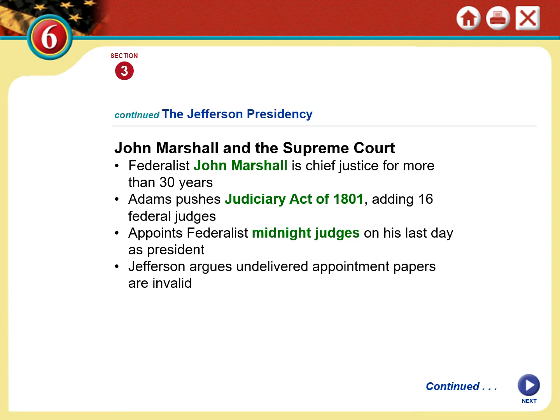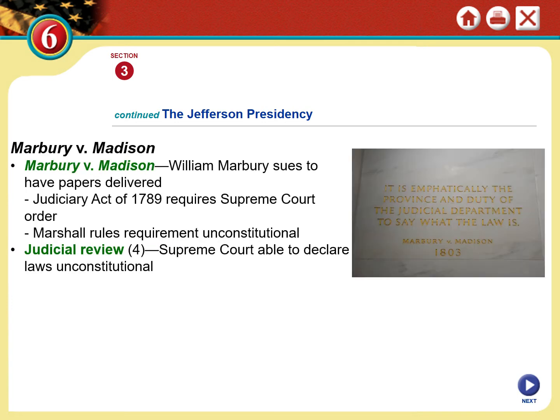That these undelivered appointment papers, these orders that were given on the very last day that he was president, were invalid. In fact, he said, you're just not allowed to do that. It's unconstitutional. And so, the Supreme Court had to investigate. Because after all, it is their job to determine if an action of the president or if an act of Congress is unconstitutional. And so William Marbury, a Federalist, sued in court to have these papers delivered.